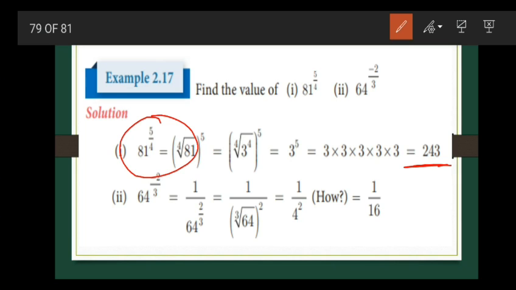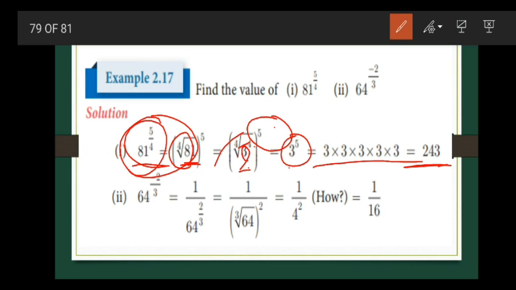So what we did to do this: first we have taken the 4th root of 81. When you multiply 3 4 times, you will get 81. So 81 can be written as 3 to the power 4. The power 4 and root 4 will get cancelled. So you will get 3 to the power 5. 3 to the power 5 means we have to multiply 3 5 times. So you will get 243.